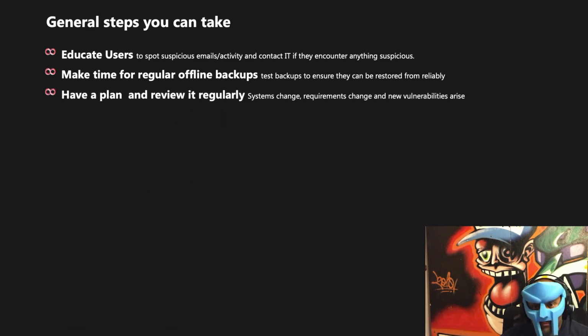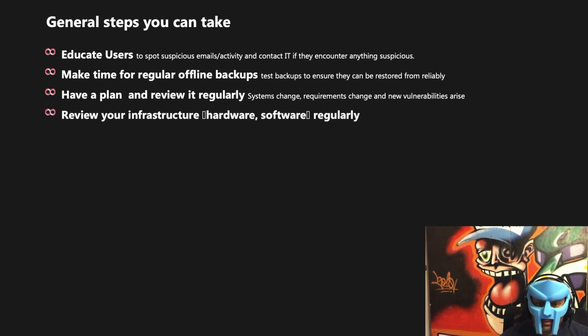You want to have a plan and review it regularly. Systems change, requirements change, environments change, new vulnerabilities arise. So you want to have a plan about how you're dealing with this stuff, how you're setting up your systems, how the system works, so that you know exactly how you need to react or what might be vulnerable, and be able to pinpoint which systems particularly run a specific software if a new vulnerability comes out. You want to review your infrastructure, your hardware, your software regularly. Of course, you want to update systems regularly. I shouldn't have to put this in there, but I do.